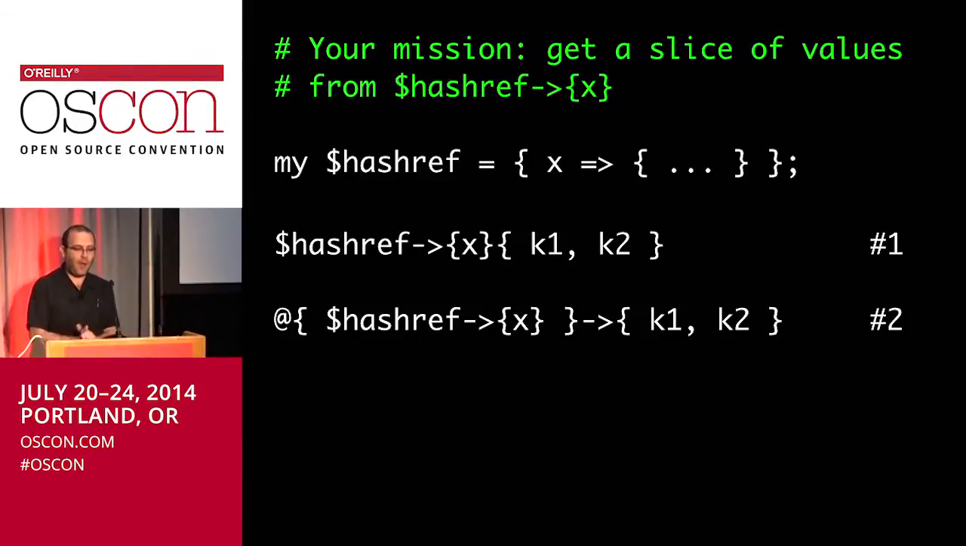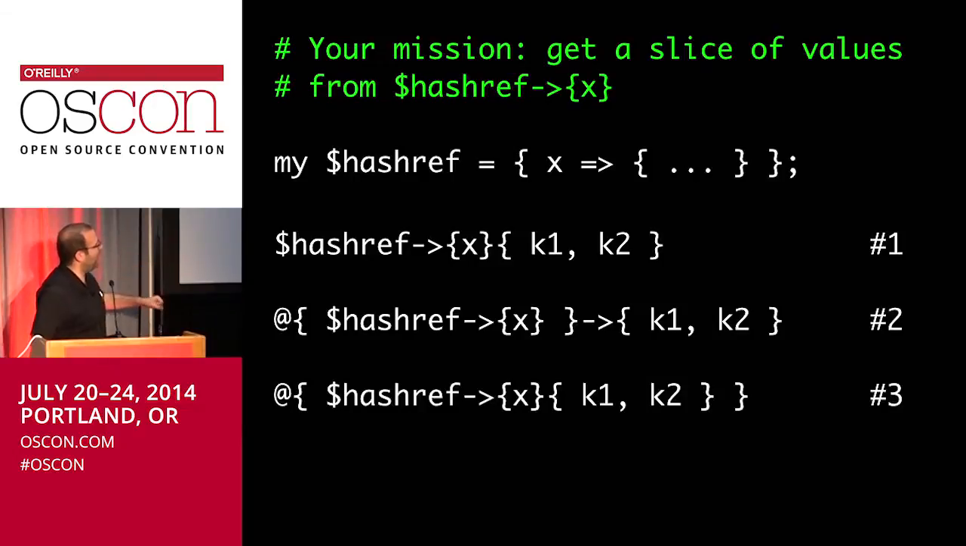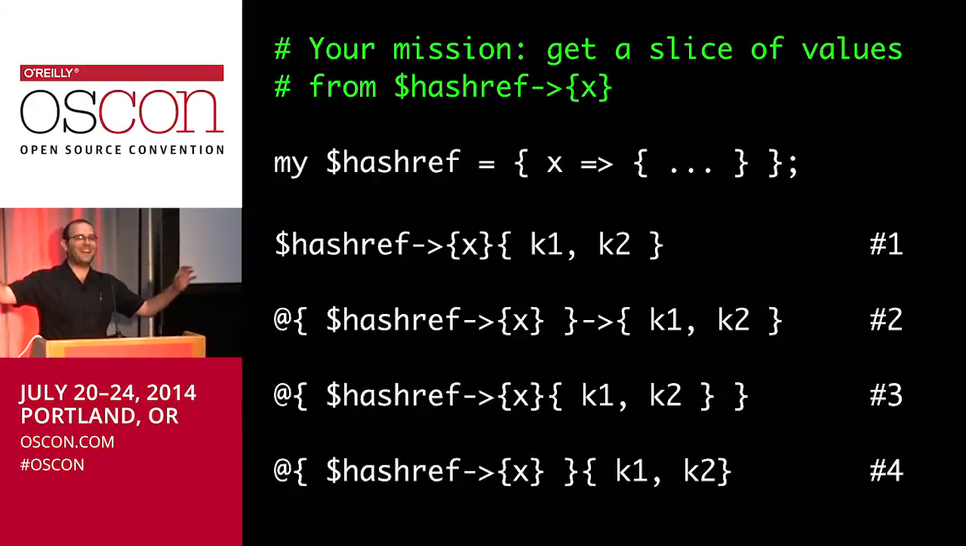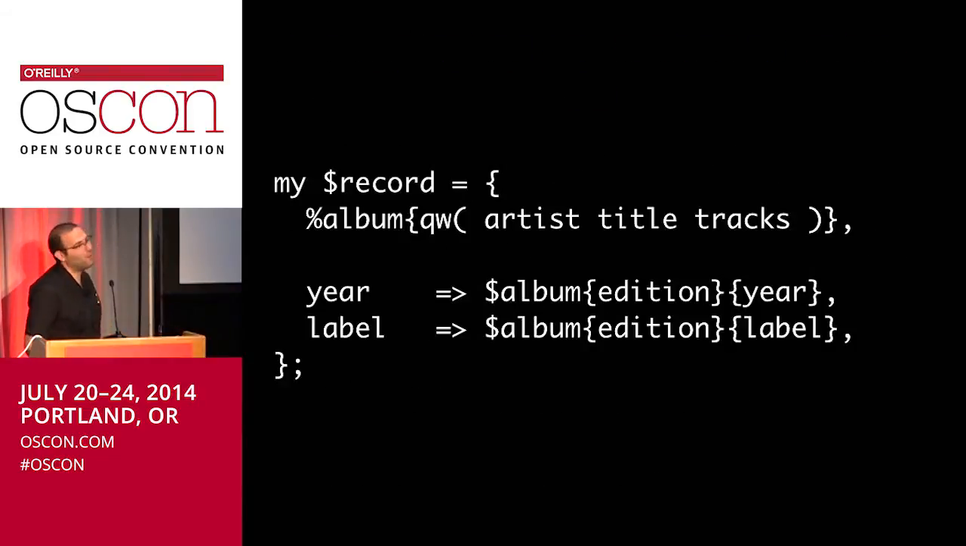Oh, I know. I need to move around the braces, right? Maybe it's this. And what happens? Oh, now I just got an empty list. Oh, man. How about this? OK, I got it. Every time I'm slicing a reference, I do this. Every time. So I look at this and I think, you know what, it's not worth it. I'm not going to try and figure it out. If only there was some way to not have to figure out all that circumfix deref.